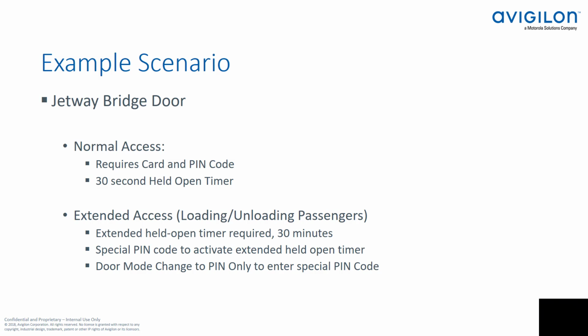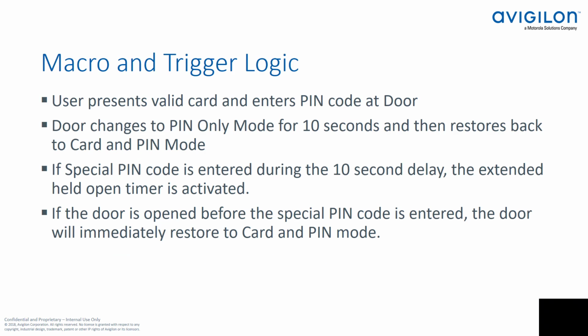However, when you're trying to load and unload passengers, you need a lot more than 30 seconds. So in this case, we need a means to be able to enter into extended access times. In our example, we're going to use a special PIN code, which will be 7777#. And this will allow us to hold the door open for up to 30 minutes.